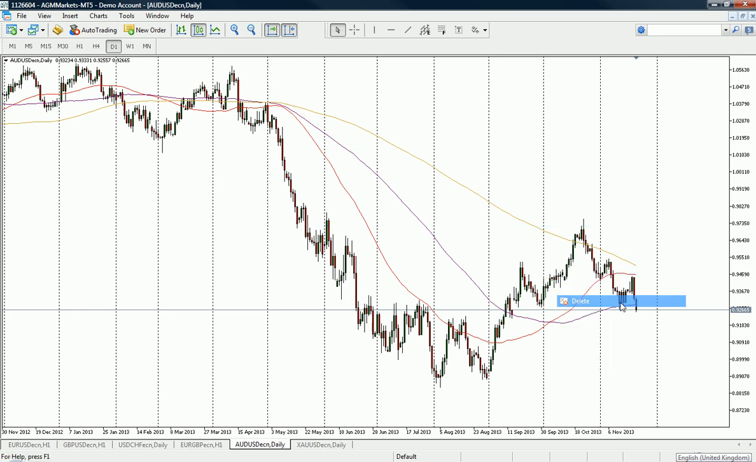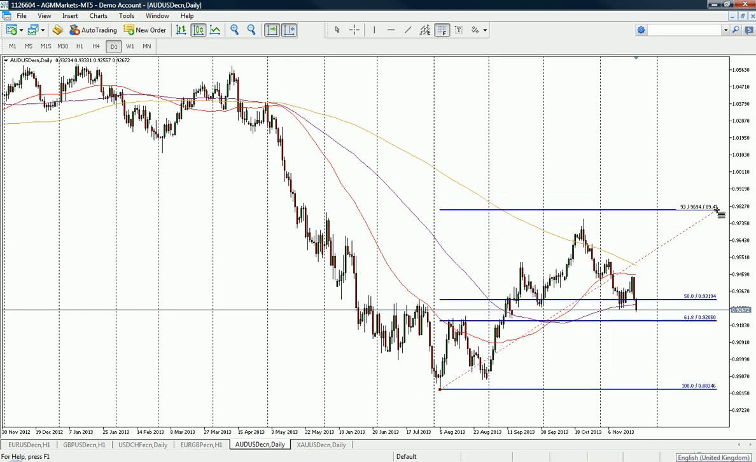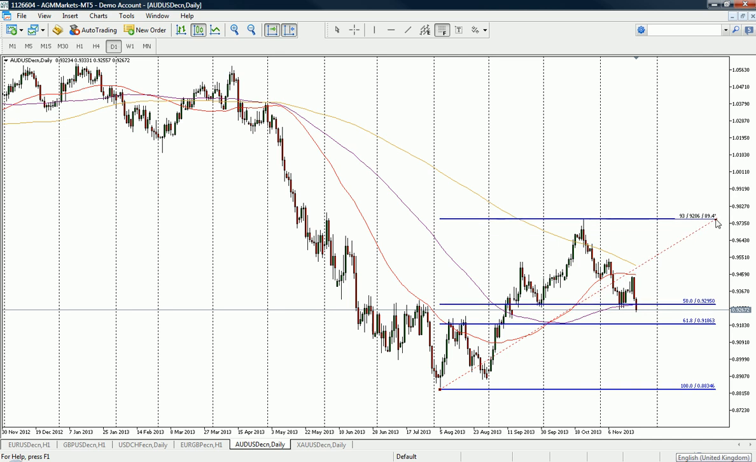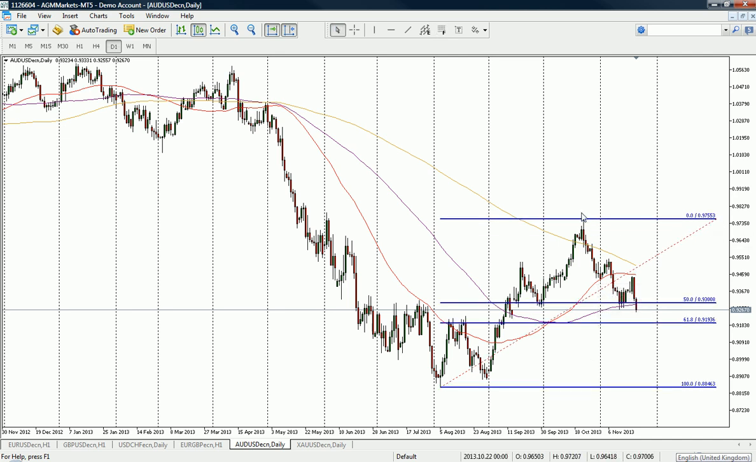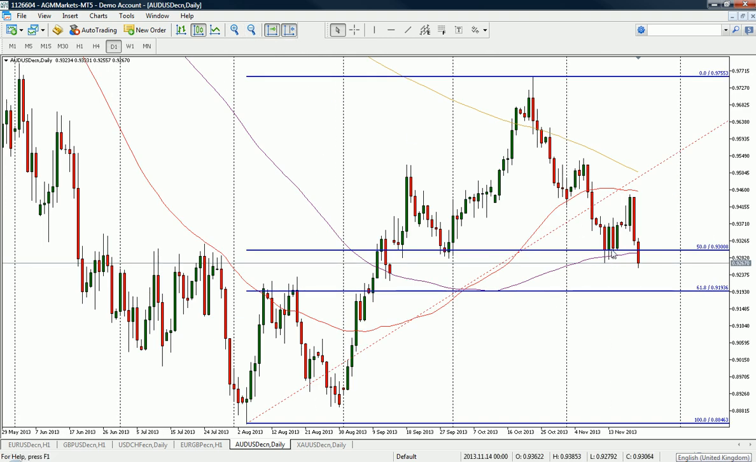And then the buyers we spoke about coming in at this fib setup here, so from those lows to those highs, came in at the 50%. A few daily candles there pierced below this 100-day moving average as well, and we got a little bounce up. But then yesterday's daily candle was a bearish engulfing, and we've now sold off today as well. So that's what the Aussie's looking at.